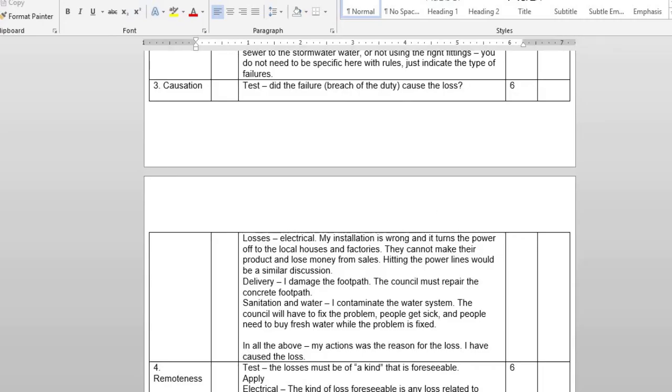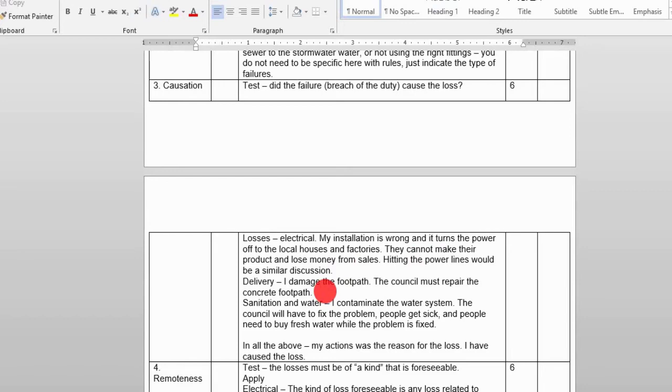So what am I putting in the table here? Causation: set out the test fully, a little bit more fully than I have, and then turn to the losses. So you're giving examples here of facts of loss. So my examples there: I've hit the power lines, and so it's turned off to local houses and factories that cannot make their product and lose money from sales. The damage to the footpath, so the council's got to repair the footpath. It's difficult to see any further losses than that.